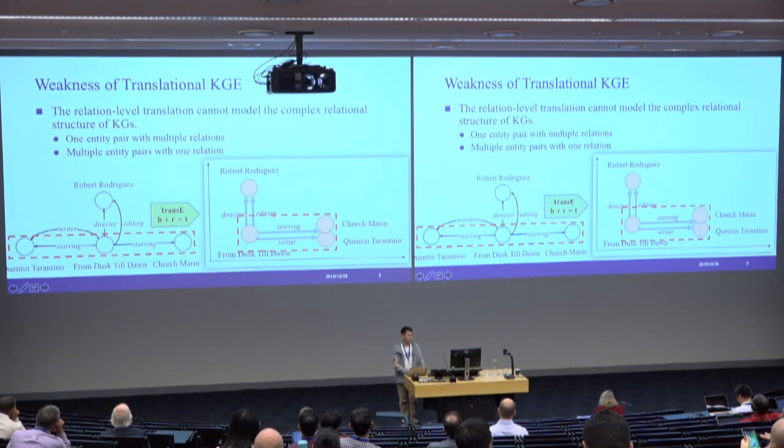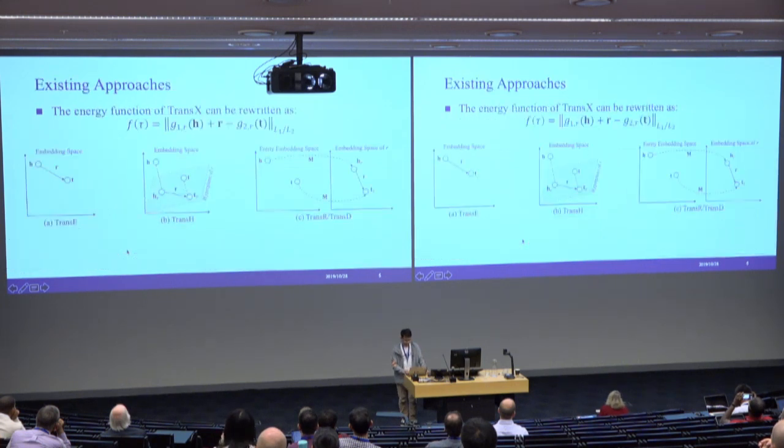For example, if we want to predict the writer of this movie, it may output Church Marine as the output. However, it's not true because we can see that Church Marine is starring in this movie. To address this problem, the existing translational models transform the original embedding of the entity to a linear subspace.